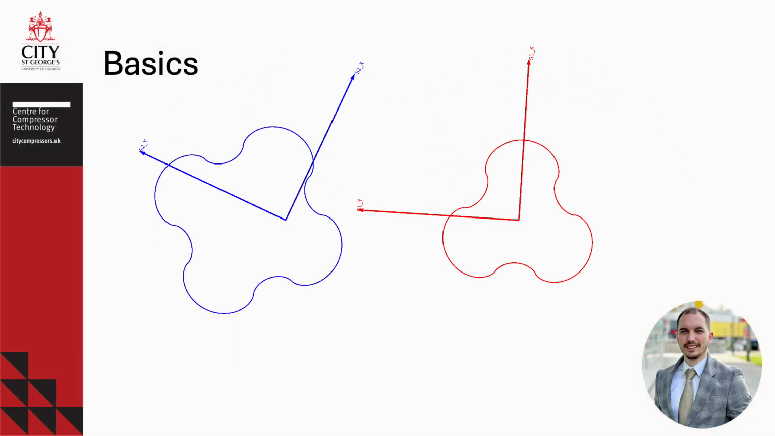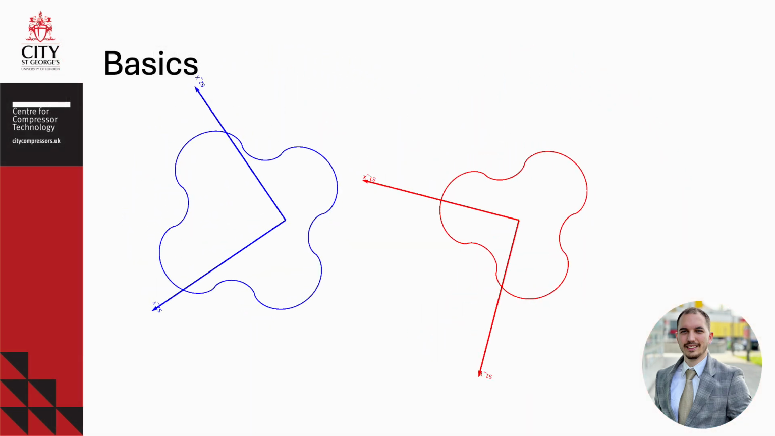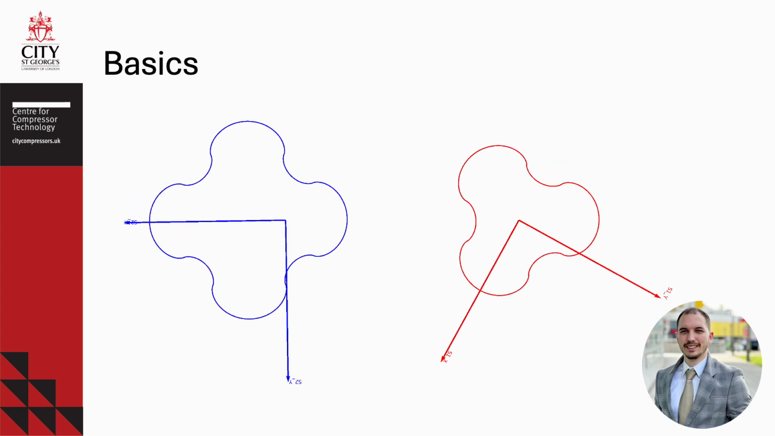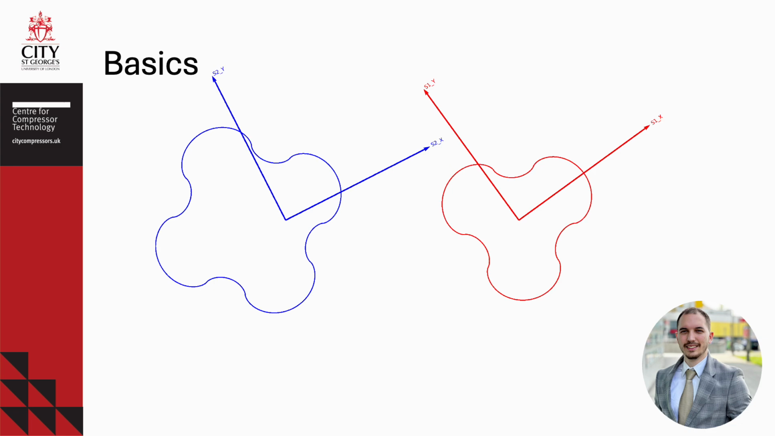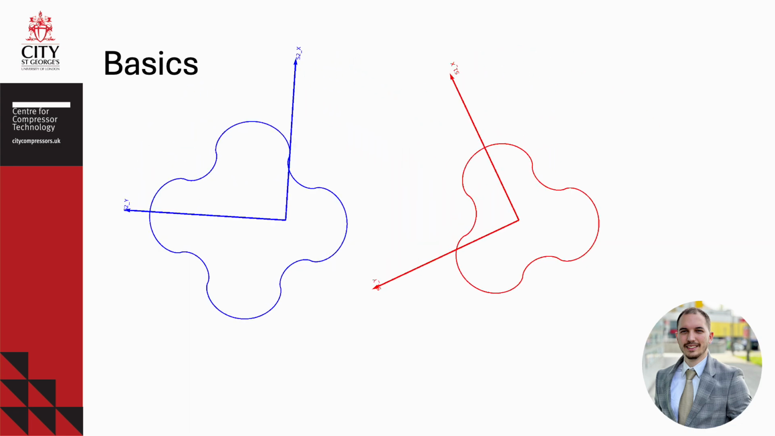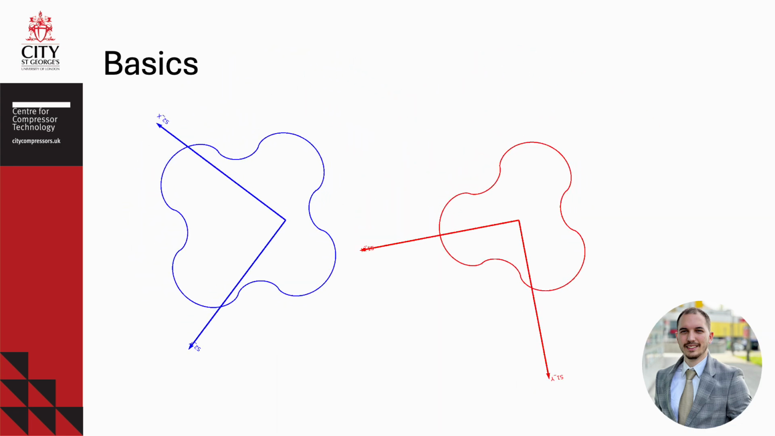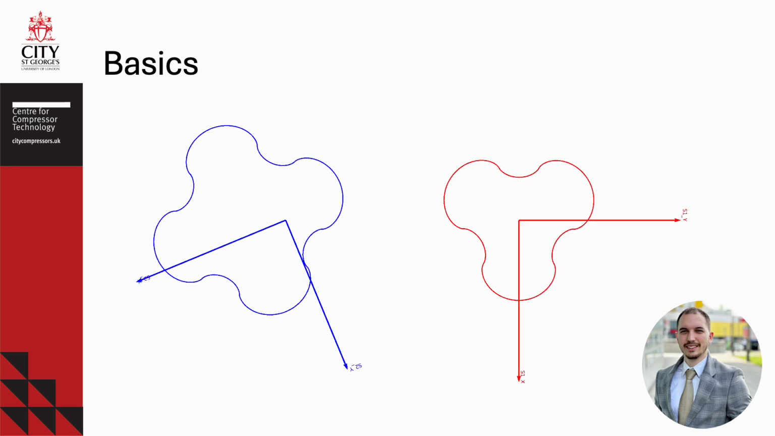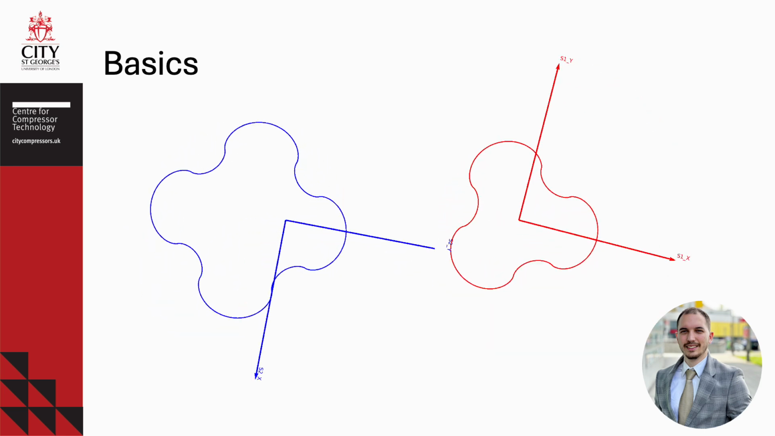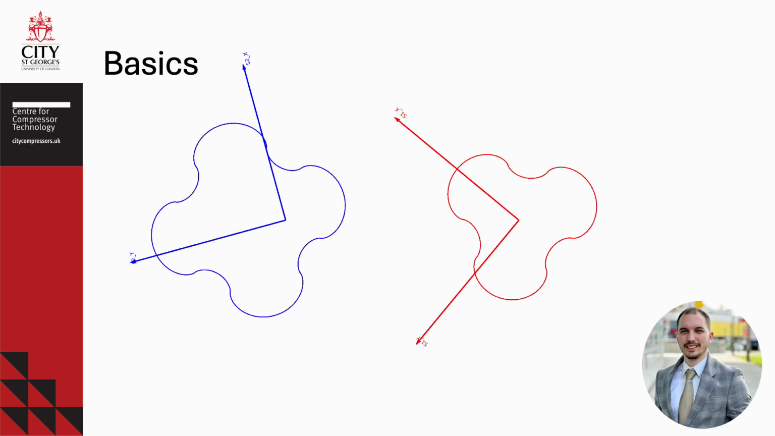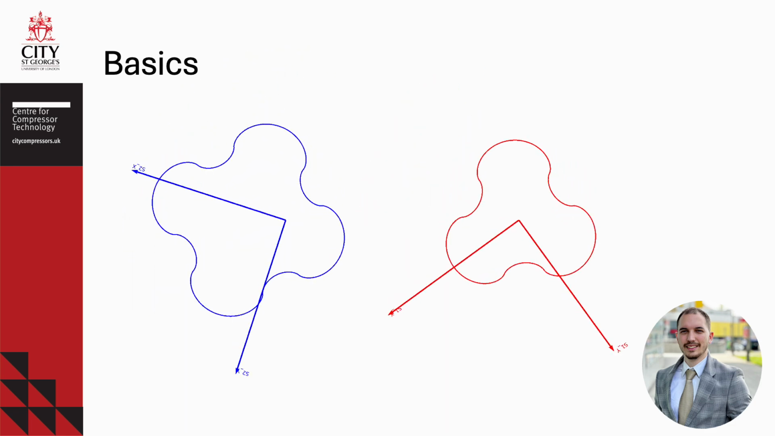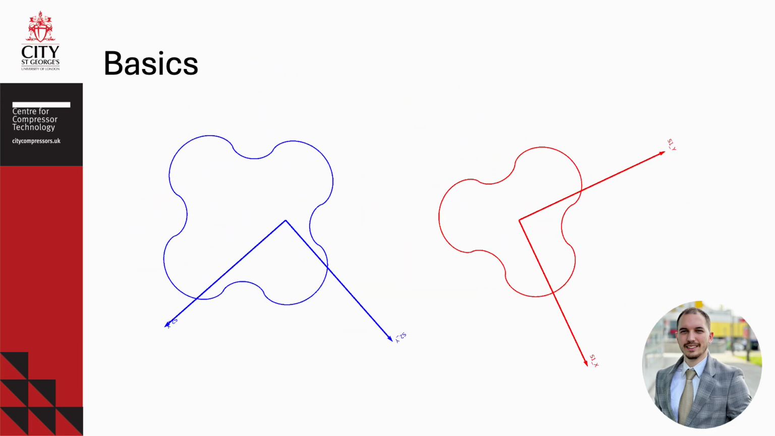Let's start with the basics. Imagine two rotors in their local coordinate systems. These systems help us track the motion, position, and interaction between two rotors in a compressor machine. But here's the challenge. Those rotors don't stay static. As you can see, they are constantly rotating and moving in relation to one another. So how do we keep track of that movement? The answer lies in transformation matrices.